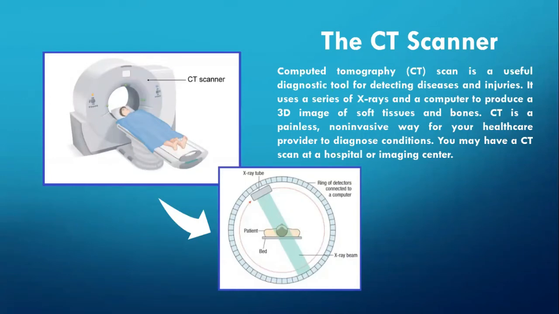What happens during the test? During the test, you will lie on your back on a table, like a bed. If your test requires it, a healthcare provider may inject contrast dye intravenously into your vein. This dye can make you feel flushed or have a metallic taste in your mouth.